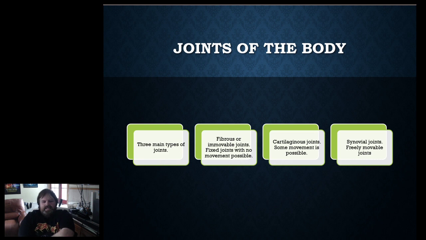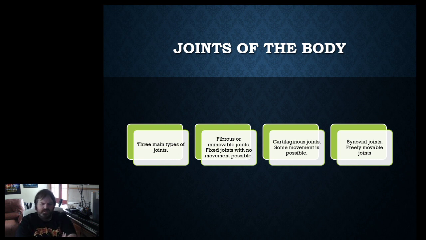Okay, 3 main types of joints. Now, I'm going to try to make this distinction clear. If I talk about types of joints, I'm talking about the movability of the joints. Within the synovial joints, the freely movable joints, there are 6 types of synovial joint. So if I say 3 types of joint or 3 types of synovial joint, they're actually different.